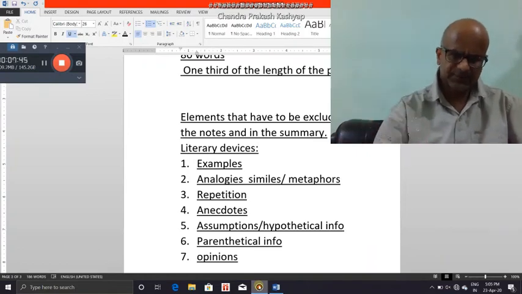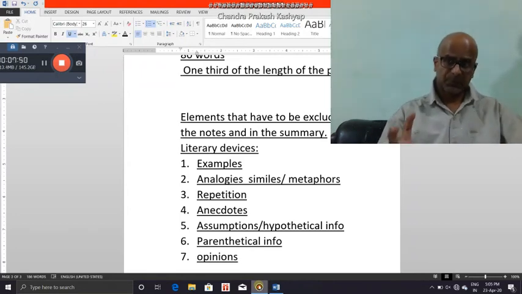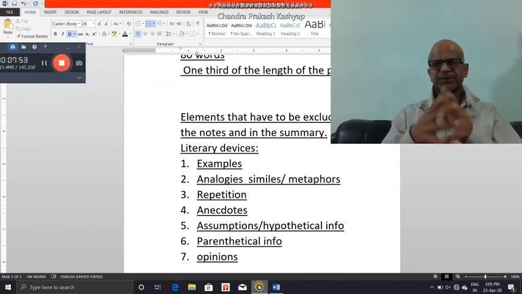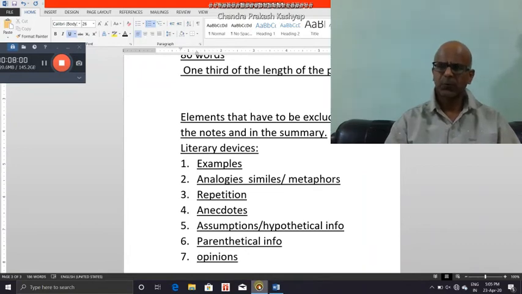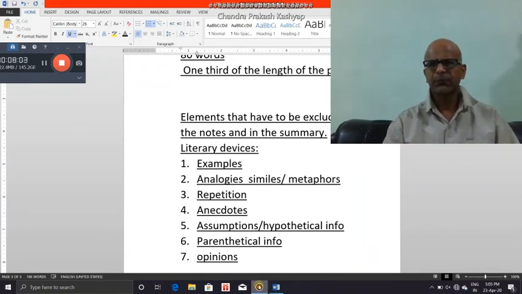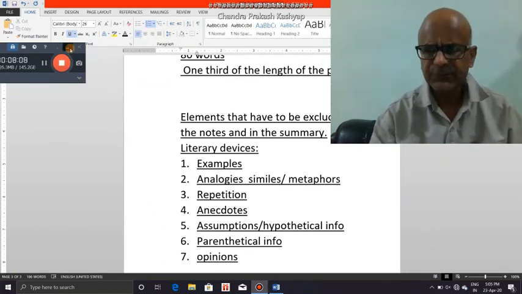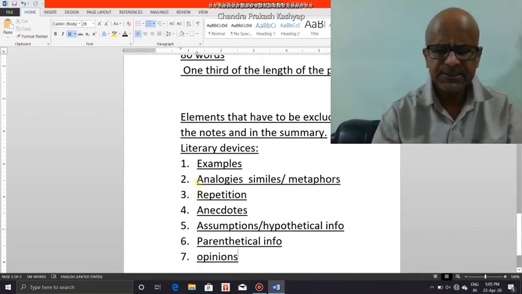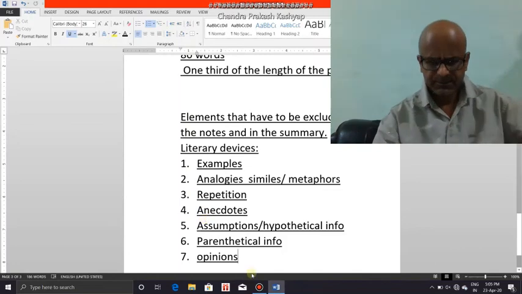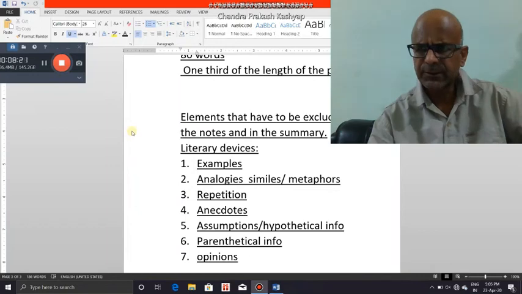Now, these are 7 elements that have to be excluded from notes that I've listed here. Only then will you be able to reduce a passage and give it the shape it deserves in the form of notes or in summary. Now we will try to understand these one by one. Now see, analogies, I'll take up few here. The rest don't need any kind of explanation.